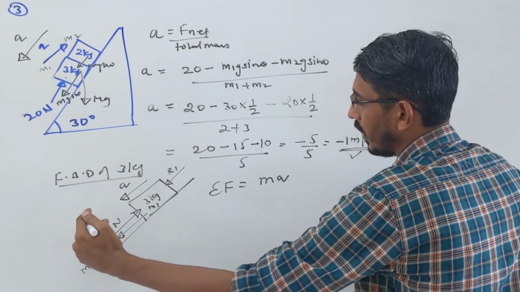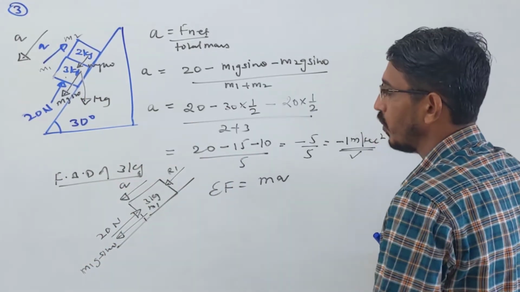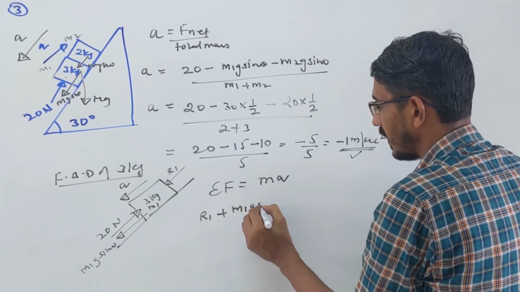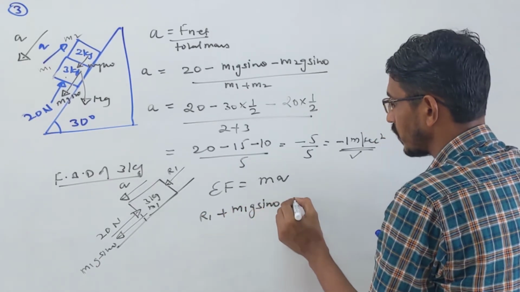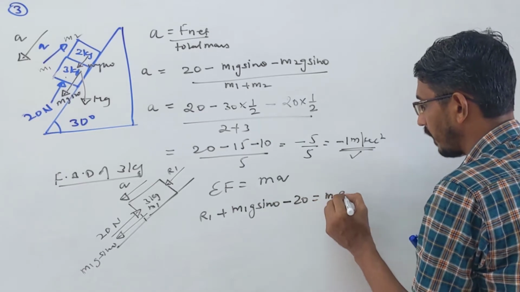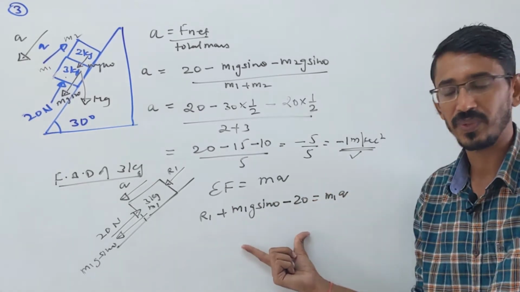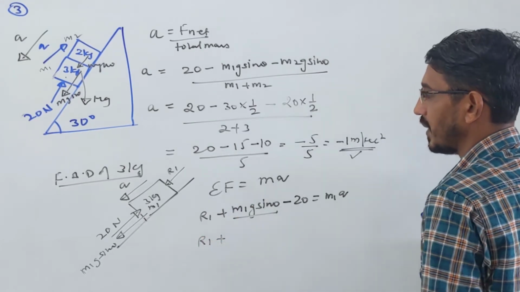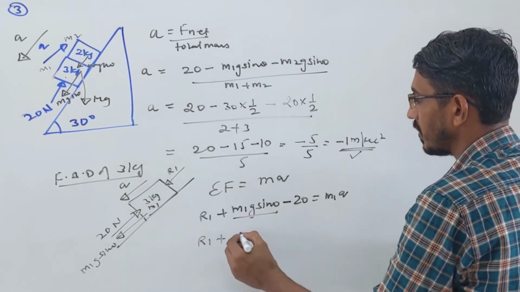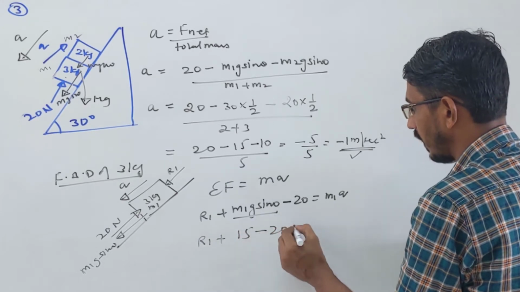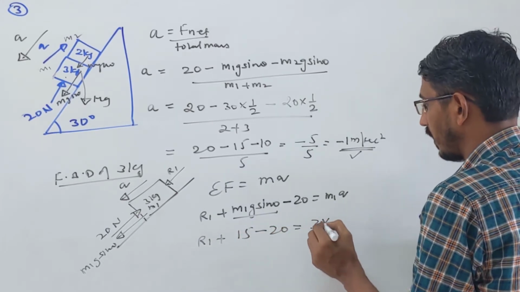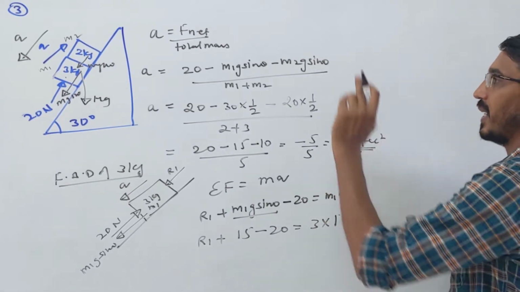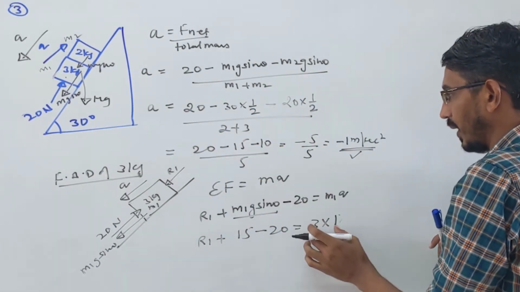Net force equal to Ma. So we are moving downward, so downward forces are big. And who are downward? Reaction R1 plus this component m1g sin theta, and the opposite force is minus 20, equal to m1 into A. That's our equation. Okay, we have to find R1. Let's put all values. m1g sin theta, m1 means 30, sin theta becomes 15, minus 20 is equal to Ma, 3 into 1. I am not putting minus 1 because I corrected the direction.